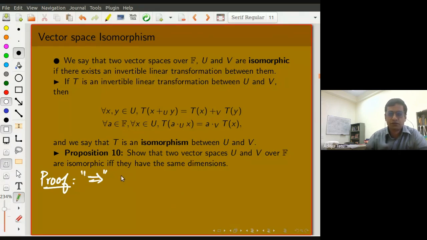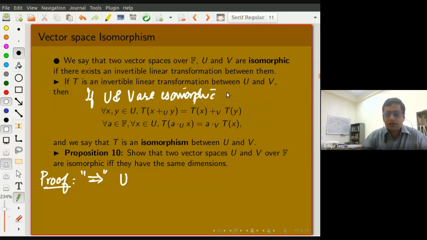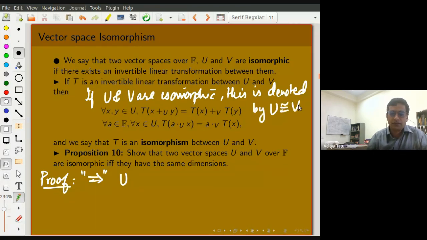Okay, so by the way, I think I missed the notation here. Let me write it over here. If U and V are isomorphic, this is denoted by U congruent to V. Okay.